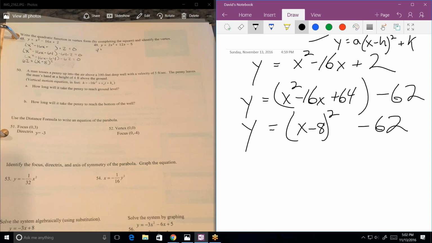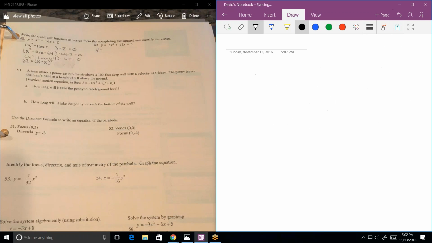What's a? A is just one. Correct. What's the vertex? And then the vertex would be 8, minus 62. Correct. Very good. All right, let's look at the second one. Remember, we're not going to set these equal to 0. We're just going to try to put it into vertex format.